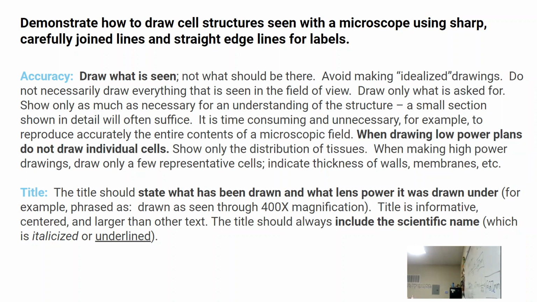Your sample name, what did you draw? And what was your magnification? Was it 100x? Was it 40x? Was it 10x? Okay. On an official IB drawing, you will have to tell me that. So you might say, frog blood cells at 100x, for example. Somewhere in there we have a frog blood smear. So, for example, phrased as drawn as seen through 400x magnification. Again, I'll show you examples.